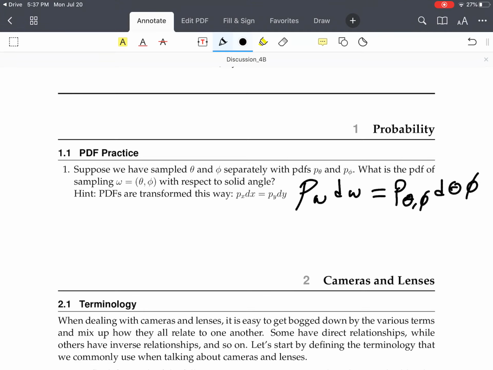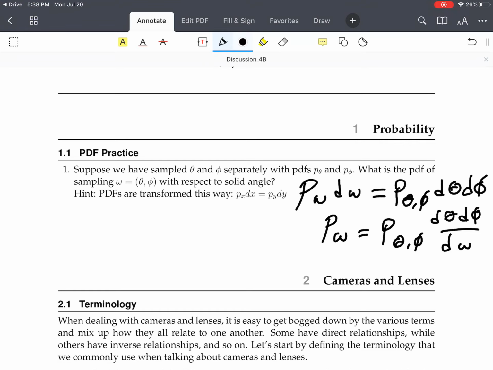Oh, actually, that's my bad. That should be d theta d phi. So that's just straight up using the hint. Nothing crazy there. From then on, we can just do some manipulation. So we get p omega is equal to p theta phi d theta d phi over d omega, right? Just divided both sides by d omega, moved it over.